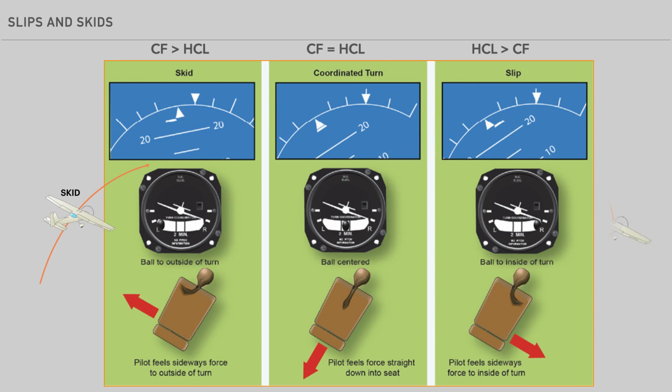In a slipping turn, the horizontal component of lift is greater than the centrifugal force, so the nose points to the outside of the turn and the empennage toward the inside of the turn. To correct this, again, step on the ball, which has fallen to the inside of the turn. By applying adequate rudder, the nose will yaw towards the inside of the turn, re-establishing coordinated flight.